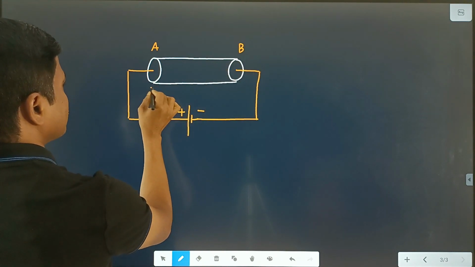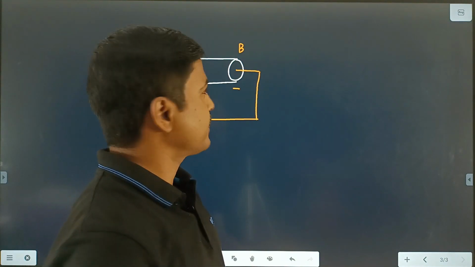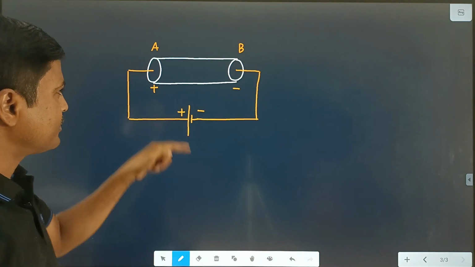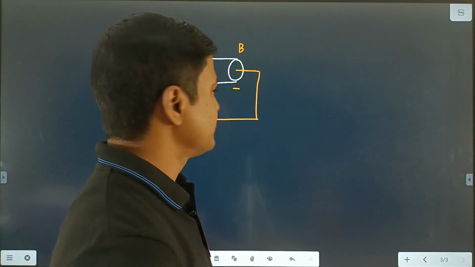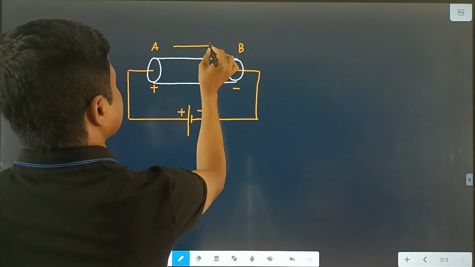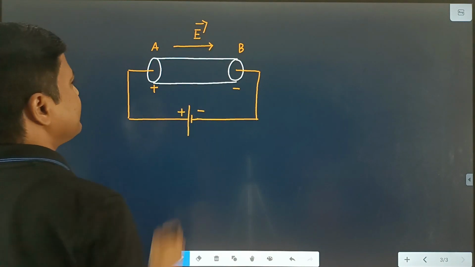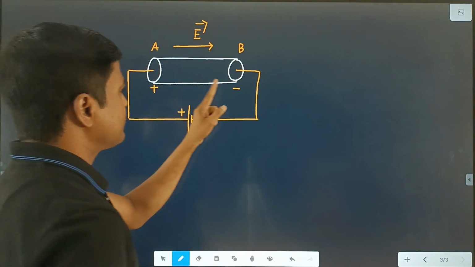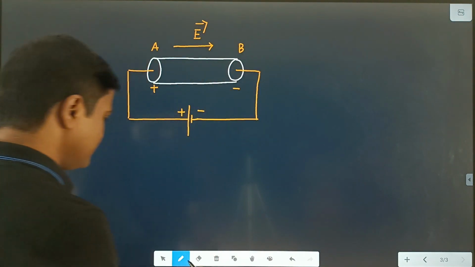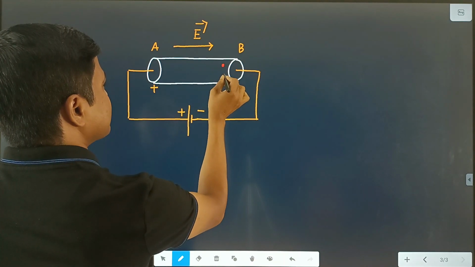Then end A is automatically positive and end B is automatically negative, because the B end is connected to the negative terminal and the A end is connected to the positive terminal. Then between ends A and B, an electric field is set up, and direction of electric field is from positive to negative terminal. Clear?